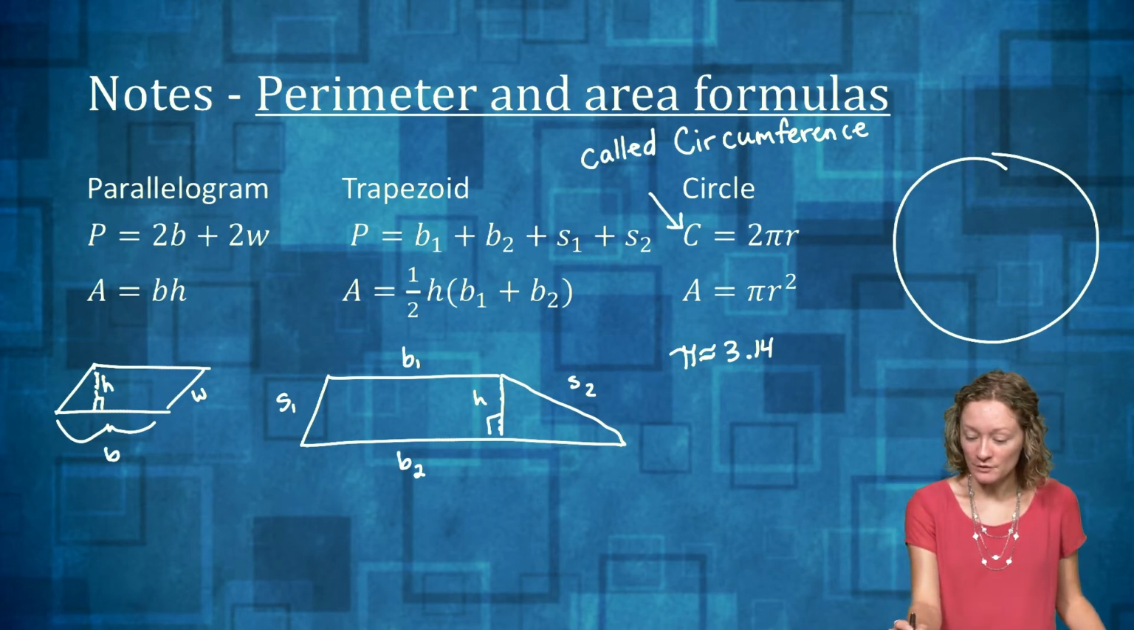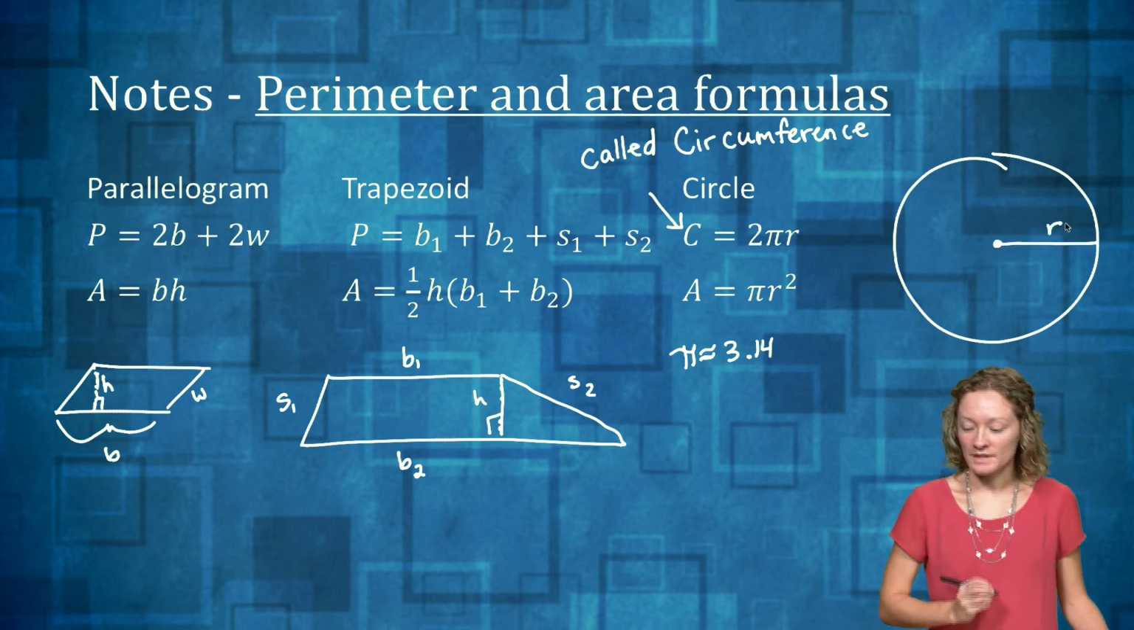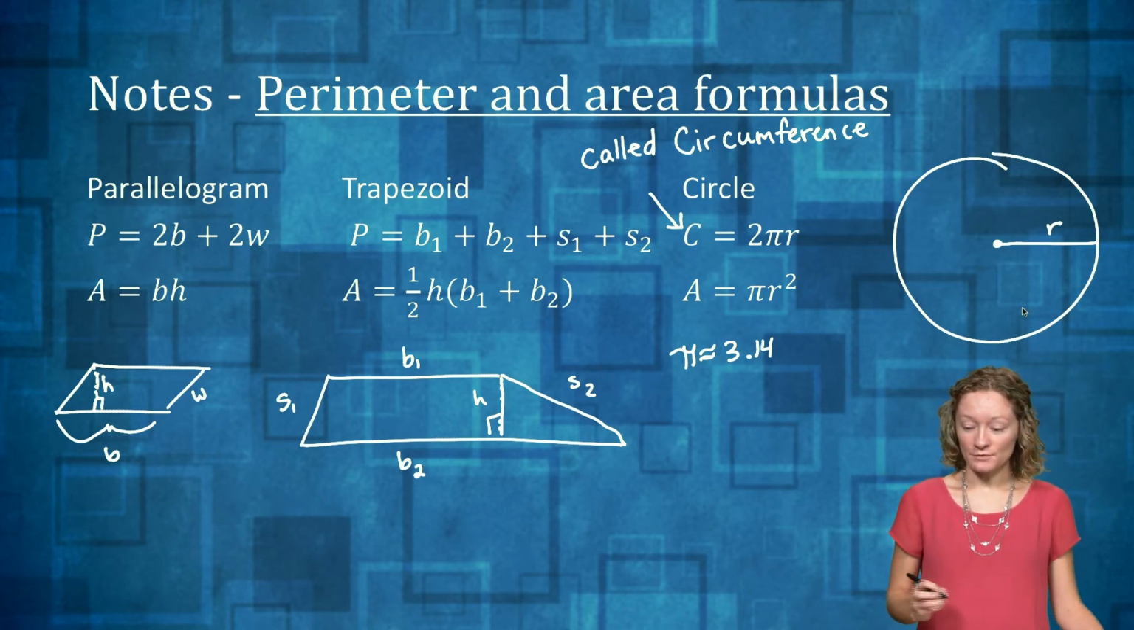All right, so the only other thing we would need to know is r, which is the radius. It's the distance from the center all the way to the outside of the circle. And this piece of information can come from anywhere in the circle because from the center to the outside is the same distance all the way around. So that's for your circumference.